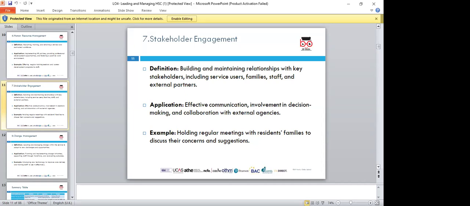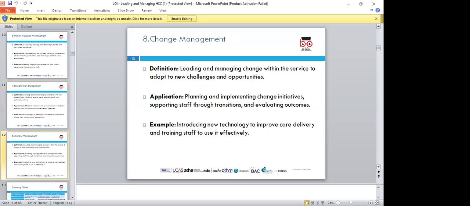So we have internal stakeholders and external stakeholders. The application, therefore, will be effective communication, involvement in decision making, and collaborating with external agencies. An example would be holding regular meetings with resident families to discuss concerns and suggestions. Sometimes even local authorities as well. Change management.